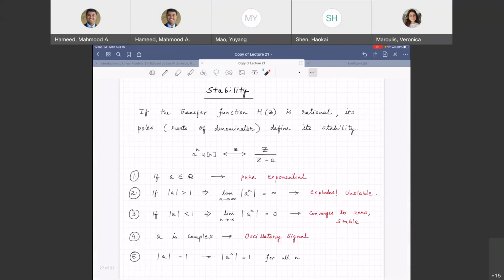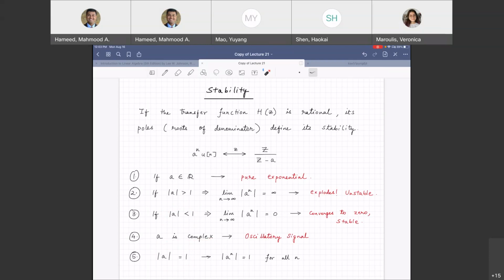Next, stability. Let me just take a couple of minutes here about this, and then we'll stop. If I know this particular Z transform, which is a to the n u of n, the Z transform of that is Z divided by Z minus a, and a is any complex number, then there are several possibilities. A could be real, A could be complex and its magnitude could be greater than 1. A could be complex and its magnitude could be less than 1. A could simply be complex, no limitation on the magnitude, and magnitude of A could be exactly 1.